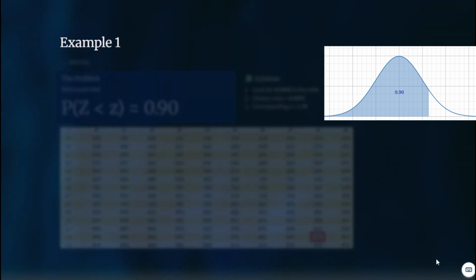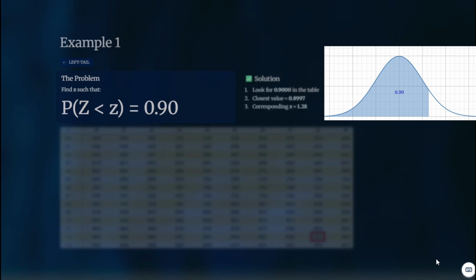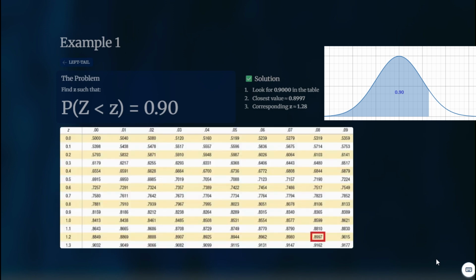For example, if we want to find a value z such that the probability that z is less than that value is 0.90. In this case, it's a left tail problem because we have the probability that z is less than some value. And since the probability is 0.9, which is greater than 0.5, we know that the z-score will be positive. So we'll need to look for 0.90 in the table.